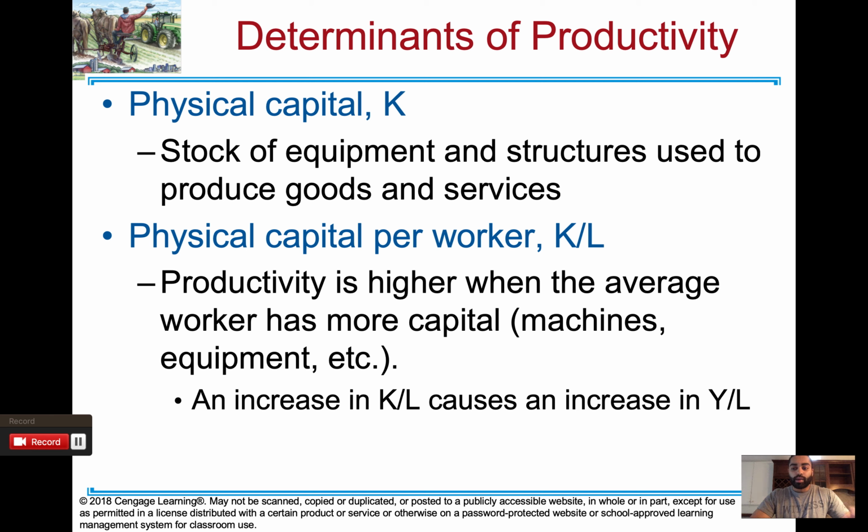So the more capital you have available to you, the higher your physical capital per worker and the higher your productivity. Technology helps you produce more. That's why we always say technology helps. And if you think of our supply and demand, if we see an increase in technology, your supply curve is always going to shift to the right because you can produce more now. You're more efficient. So an increase in K divided by L causes an increase in Y divided by L. So an increase in capital per worker. If each worker has more equipment or tools available to them, they're going to be able to produce more per worker.